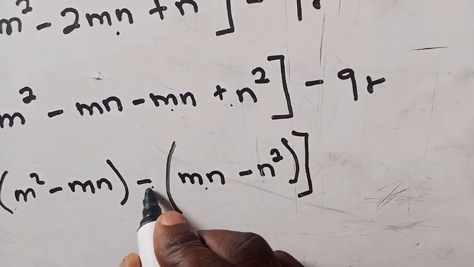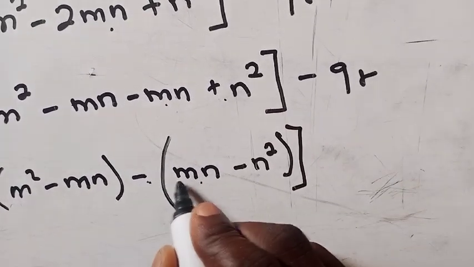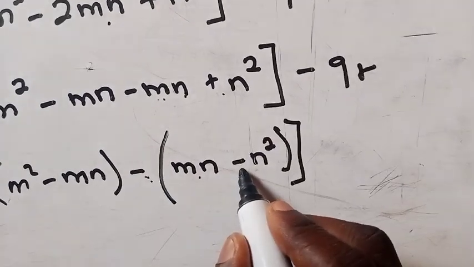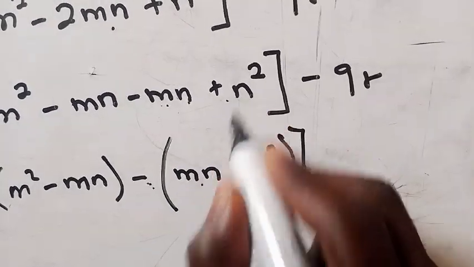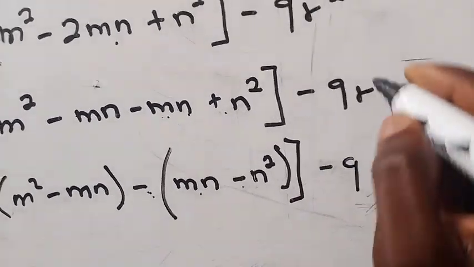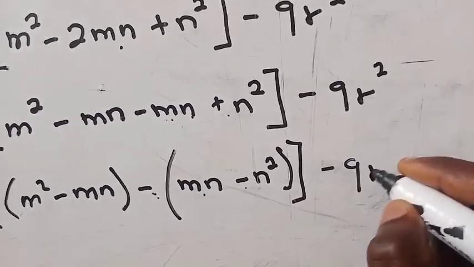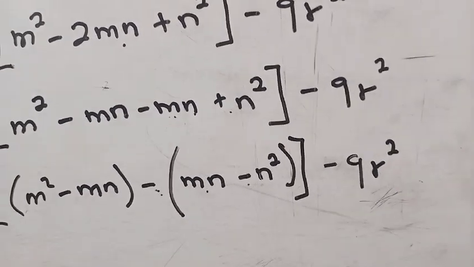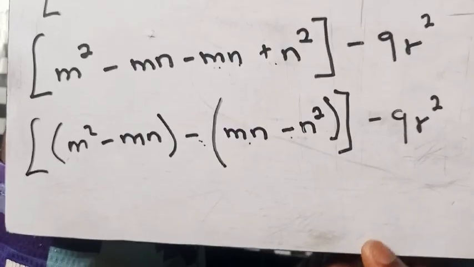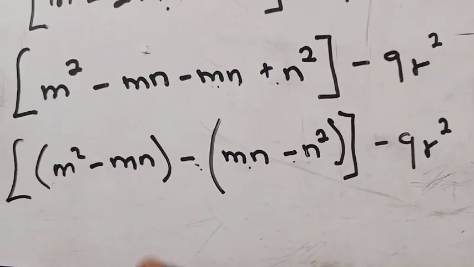Because this negative here will affect the bracket, negative m times n will give me negative mn. Negative multiplied by the negative n squared should be positive n squared, right? So pay very close attention to the negative. Here was a square, so here must be r squared, right? Okay, now let's proceed. With this one, we can easily do the factorization from here, right?